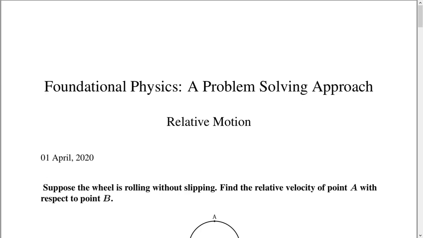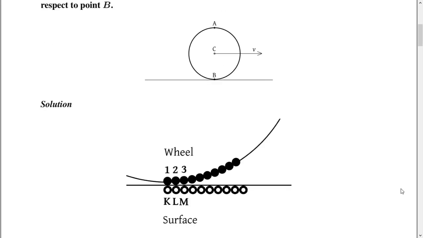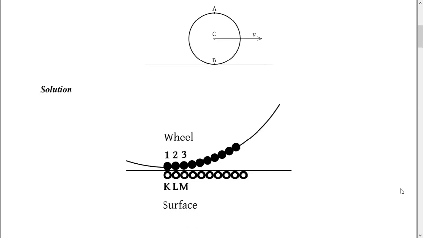Suppose the wheel is rolling without slipping. Find the relative velocity of point A with respect to point B. Let's first see what rolling without slipping is.